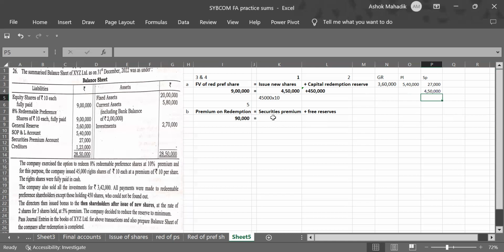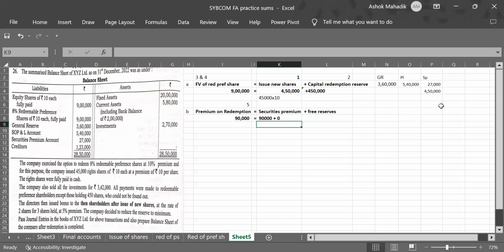Now we'll tally the second equation. Premium on redemption is 90,000 and we have to use our security premium balance to write off this. Okay, how much balance we have? We have 4,50,000 plus 27,000 opening. So we have around 4,77,000 in balance. So we can definitely use this to write off just a 90,000 figure. Okay, so I'll write 90,000 below security premium and we don't need any other reserves here.